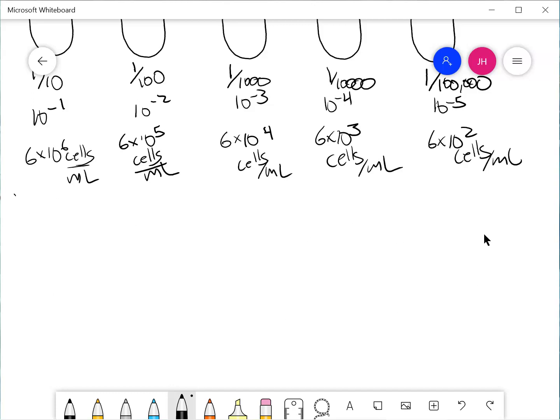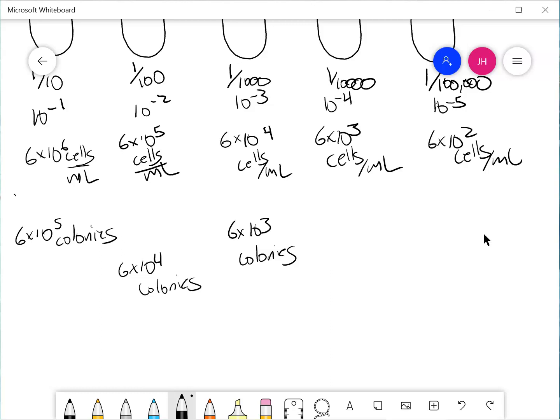So this one would give us 6 times 10 to the 5th colonies. This would be 6 times 10 to the 4th colonies, 6 times 10 to the 3rd colonies, 6 times 10 to the 2 colonies, 6 times 10 to the 1 colonies.